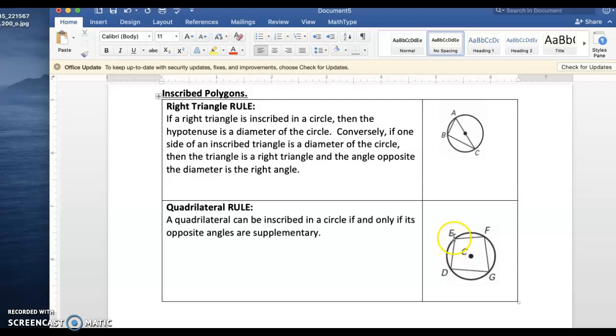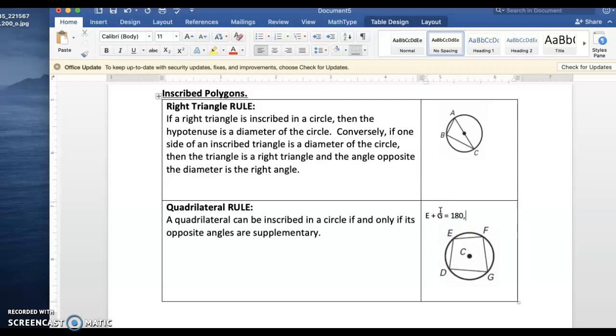So that means angle E plus angle G has to equal 180 degrees, and that's what supplementary means. And the same thing for F, angle F plus angle D also has to equal 180 degrees. And please draw in the angle signs. I'm just being lazy and not inserting those values from the equation tab in my Word document.